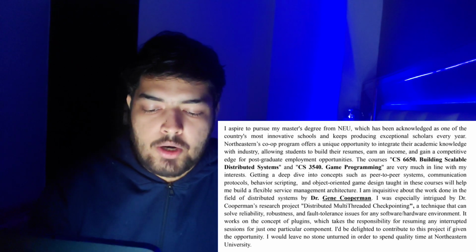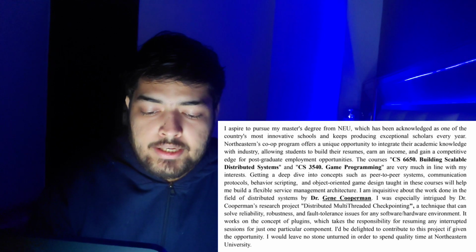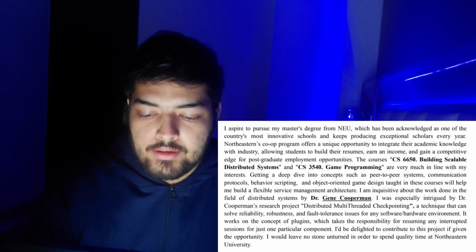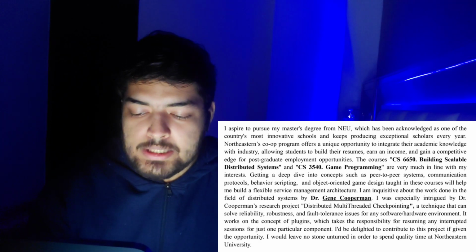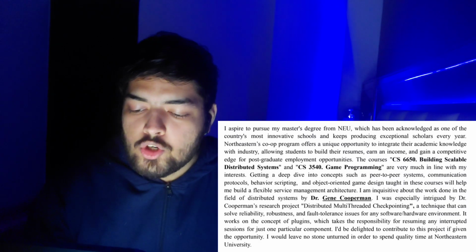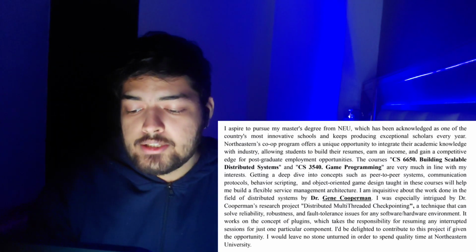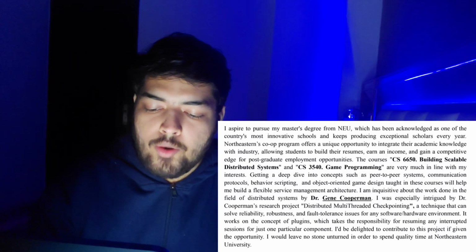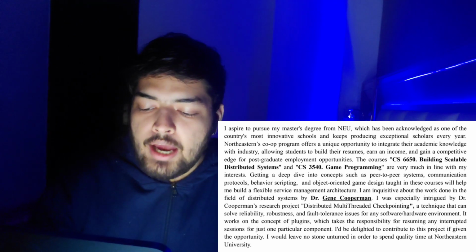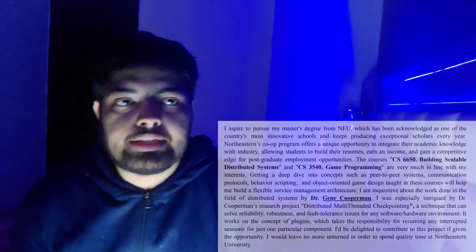I am inquisitive about the work done in the field of distributed systems by Dr. Gene Cooperman. I was especially intrigued by Dr. Cooperman's research project, Distributed Multi-Threading Checkpointing, a technique that can solve reliability, robustness, and fault tolerance issues for any software-hardware environment. It works on the concept of plugins, which takes the responsibility for resuming any interrupted sessions for just one particular component. I'd be delighted to contribute to this project if given the opportunity. I would leave no stones unturned in order to spend quality time at Northeastern University.